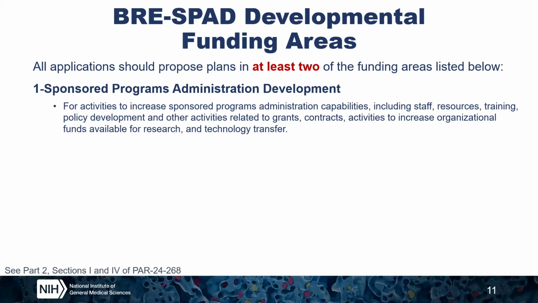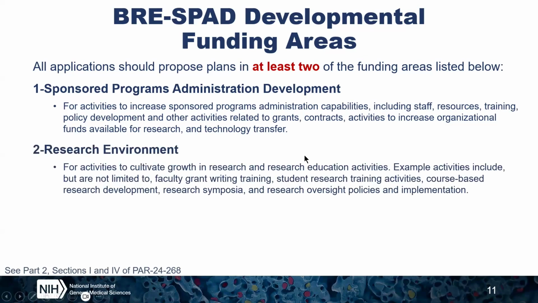The first one is what the SPAD stands for in BRE-SPAD, Sponsor Programs Administration Development. This money would be for activities to increase sponsor programs administration capability, which could include staff, resources, training, policy development, or other activities related to grants, contracts, other activities to increase organizational funds for research, such as fundraising or development, and tech transfer, for example.